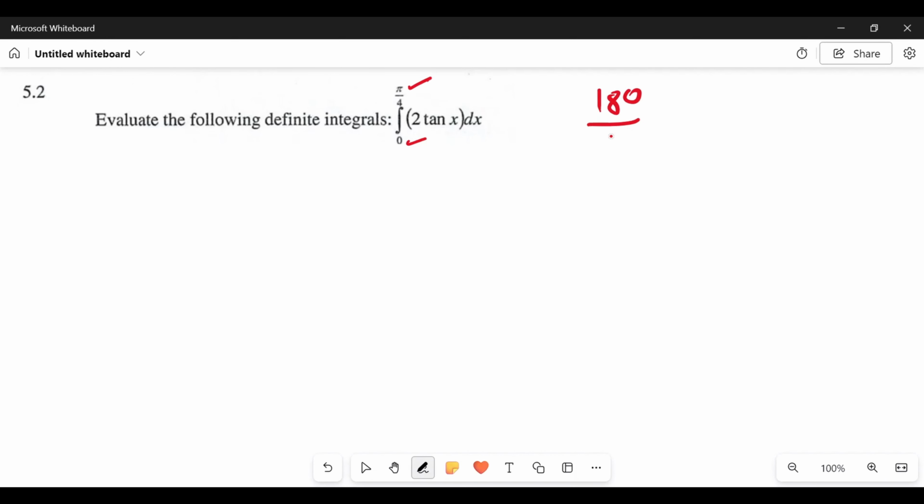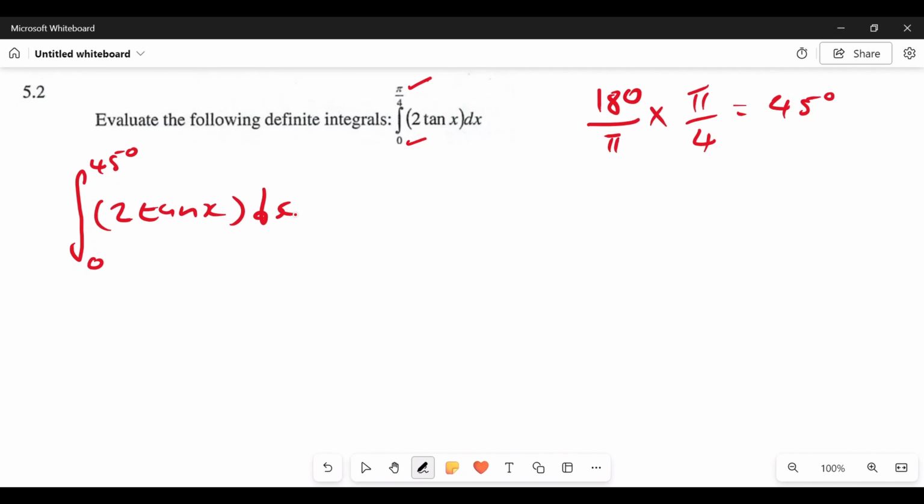You say 180 divided by pi, multiply by pi over 4. This here is going to give you 45 degrees. Rather, do the calculations in degrees. So we can rewrite this and say sigma 45 degrees, the upper limit, and the lower limit is going to be 0. And then you say 2 tan x dx. Remember, we are integrating with respect to x.